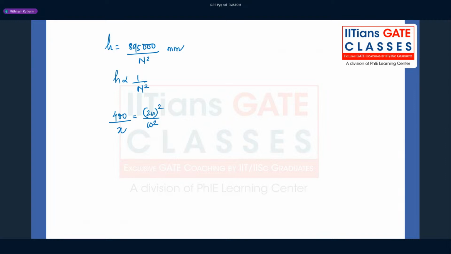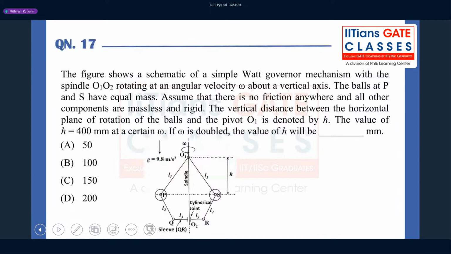So we can say that 400 by x is equal to 4 omega square divided by omega square. Omega square will cancel, and x will be equal to 400 by 4, which is 100. So in this case, the correct answer is 100 mm. So option B is correct in this case.